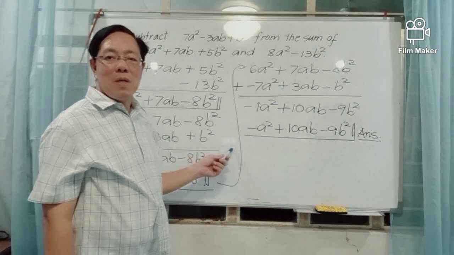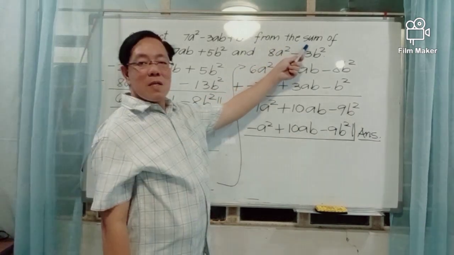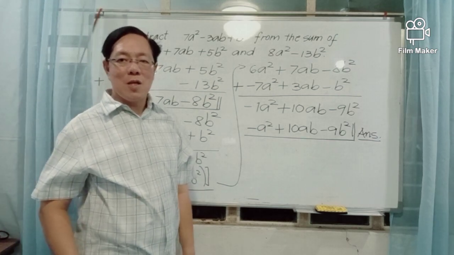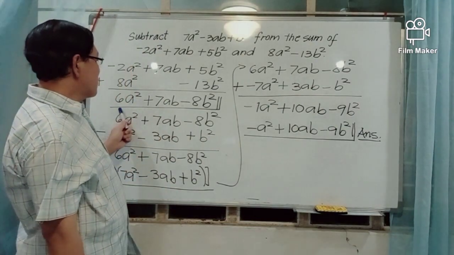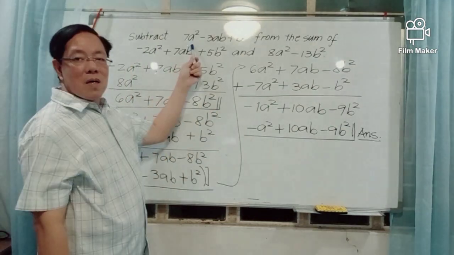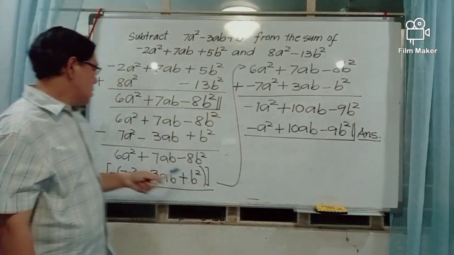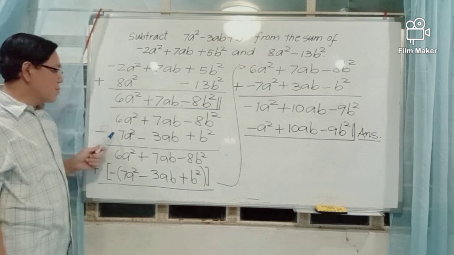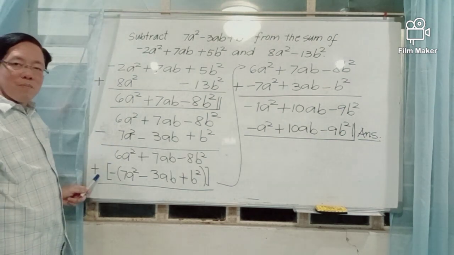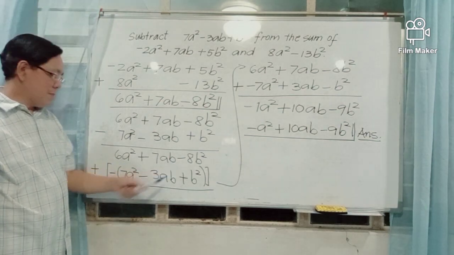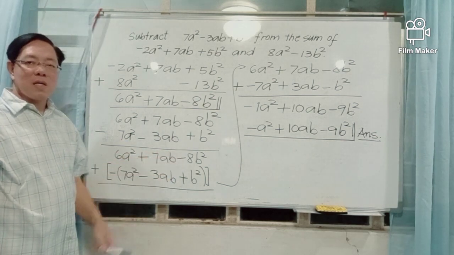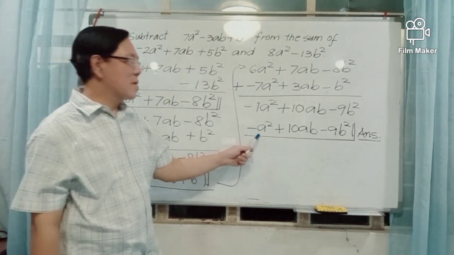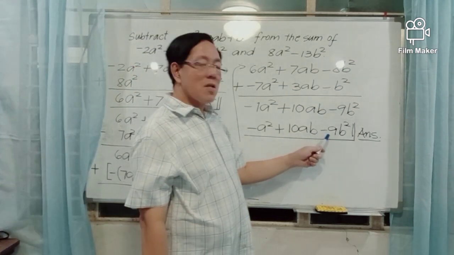Again, the solution of this problem takes two steps. First, you get the sum of the last two given algebraic expressions by performing addition of algebraic expressions. And from this sum, you subtract the first given algebraic expression. And when you perform subtraction, you use the definition of subtraction. You write the difference of these two as a sum of the first algebraic expression and the negative of the second algebraic expression. And for this problem, this is our final answer, negative a squared plus 10ab minus 9b squared.